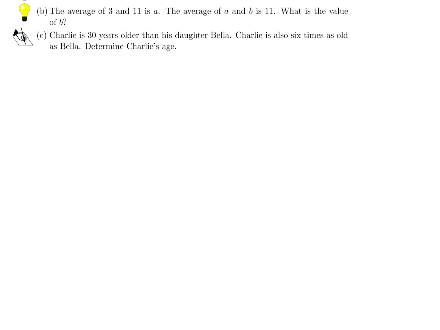The average of 3 and 11 is a. The average of a and b is 11. What is the value of b? The average of 3 and 11 is a. So 3 plus 11 divided by 2 is a. That means 14 over 2 is a, and therefore a is equal to 7.